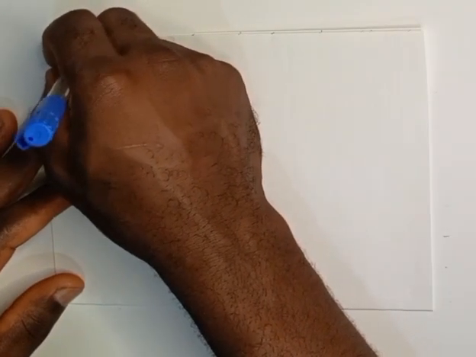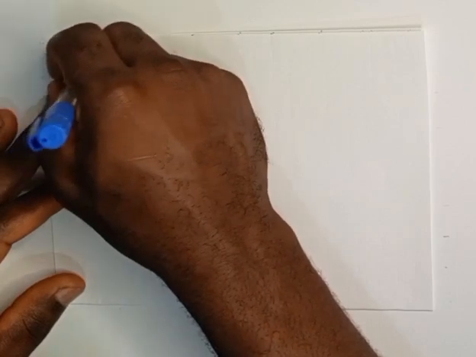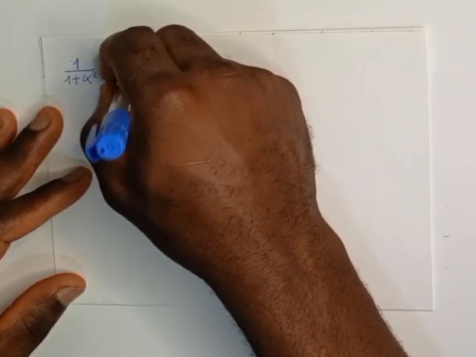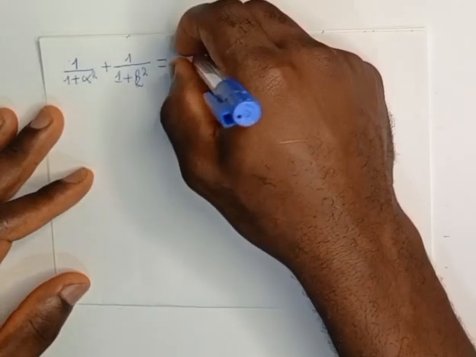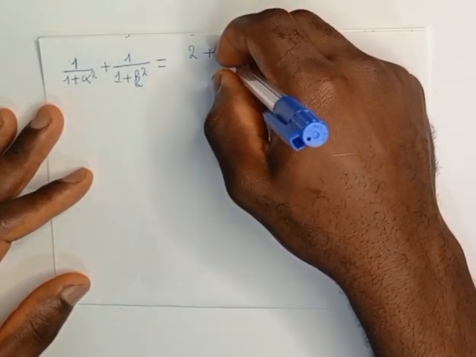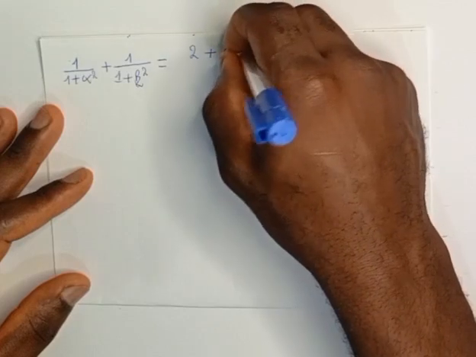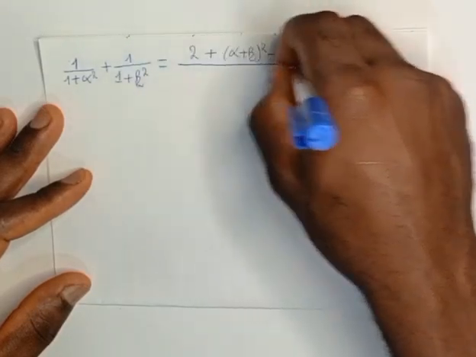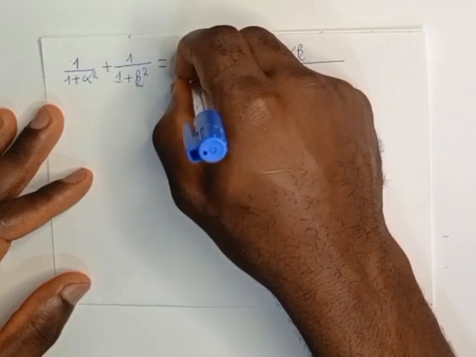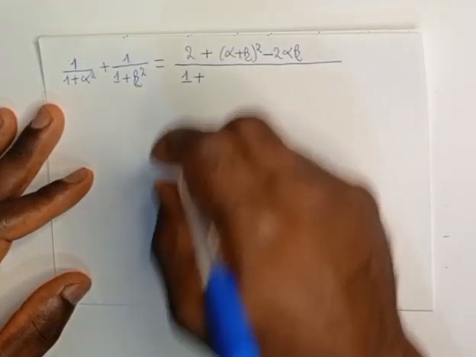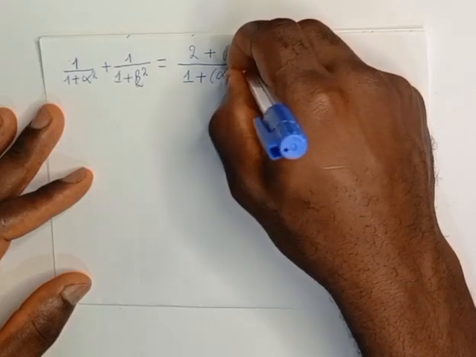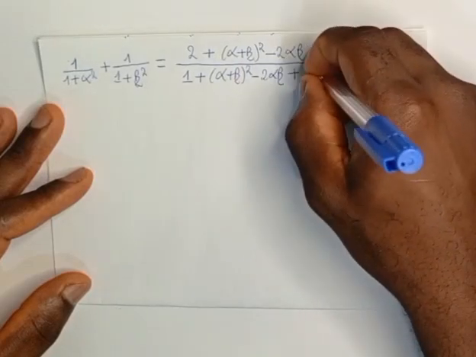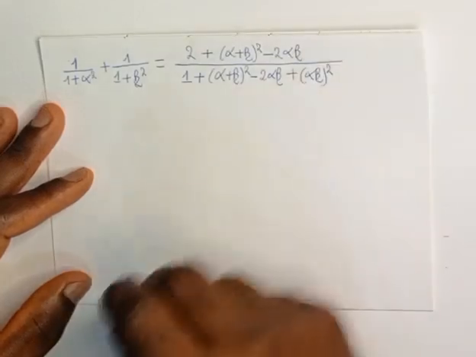This will give us 1 over 1 plus alpha squared plus 1 over 1 plus beta squared to be equal to 2 plus, we are going to replace alpha squared plus beta squared with alpha plus beta, all this squared minus 2 alpha beta, all over, at the denominator we have 1 plus, we are going to replace alpha squared plus beta squared with alpha plus beta, all this squared minus 2 alpha beta, plus alpha beta, all this squared.